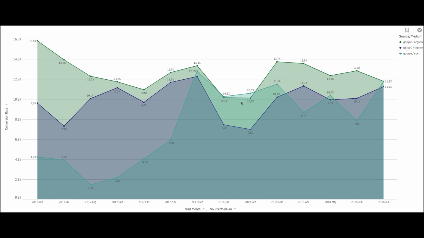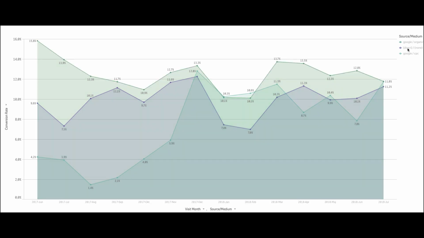But what I see here is that for my organic, or let's say for my direct, the same conversion pattern occurred. With the Google paid traffic, the drop was actually less significant than or similar to the ones in other categories. So the traffic structure is not the reason that we see this conversion drop.